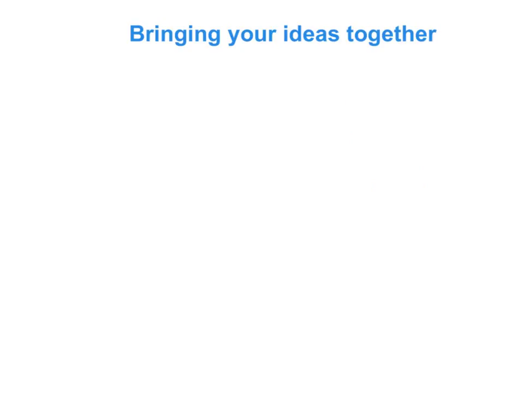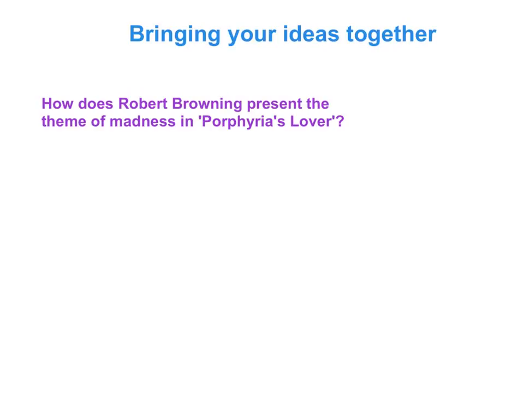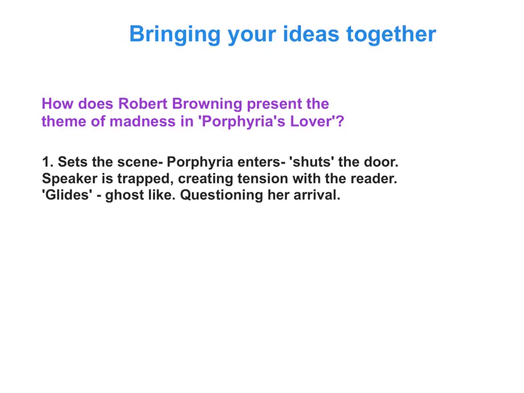You now need to bring all of your ideas together and make sure that you're still focusing on the question. For this part of your homework, please create some bullet points in your exercise book. Let's remind ourselves of the question. How does Robert Browning present the theme of madness in Porphyria's Lover? Now, you've stemmed away from the word madness because you've explored the theme. We now need to bring it back to the question.